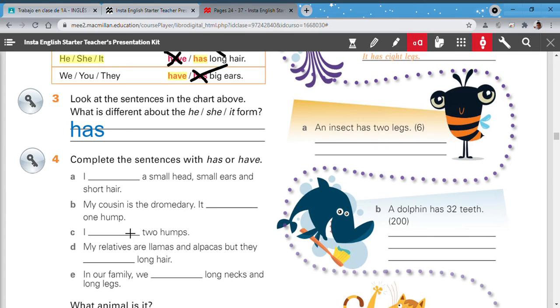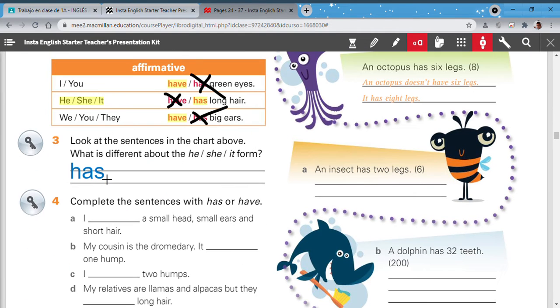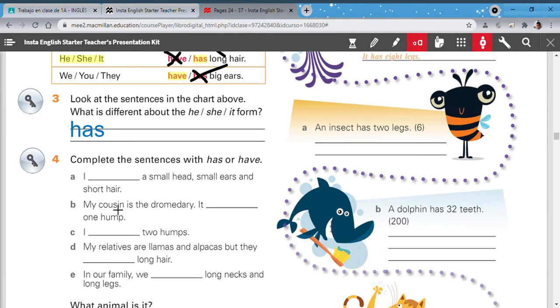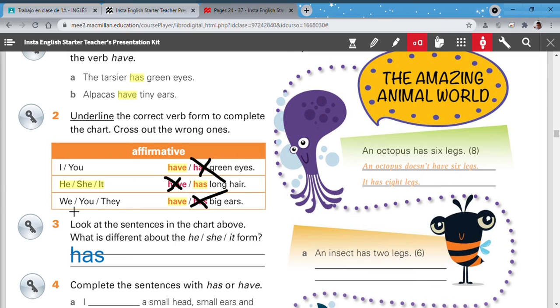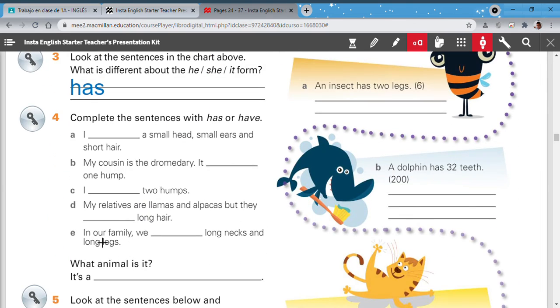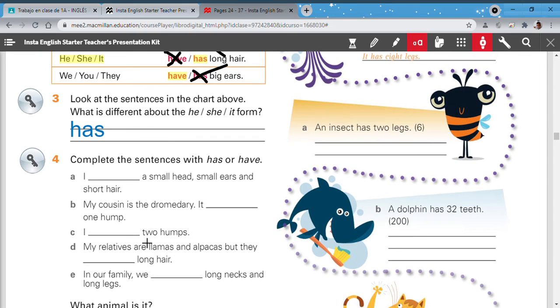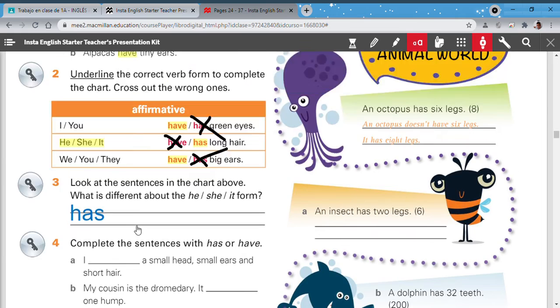Let's continue. I have two humps. That's very easy. My relatives are llamas and alpacas, but they have long hair. In our family, we have long necks and long legs. So, this is the correct form to use have. In this case, it's affirmative.